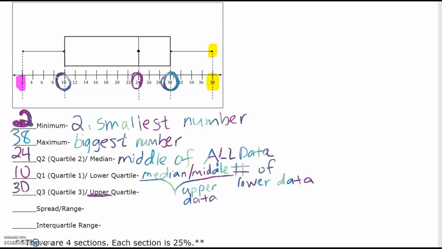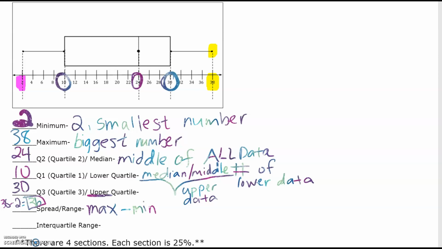So now we can talk about the spread or range. That's going to be the distance between the lowest number, the minimum, and the maximum. So you're going to take your larger number, your maximum, and then subtract your minimum. So our maximum is 38, and if we subtract our minimum, 2, that gives us 36, which is the spread. It's going to be 38 minus 2, which gives us a 36 spread. So the range of data that we have is 36.